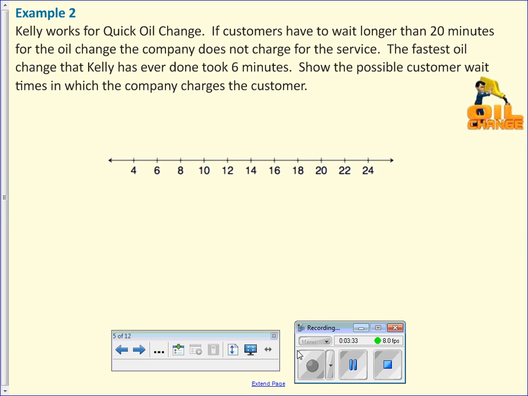All right, let's take a look at this. Kelly works for Quick Oil Change. If customers have to wait longer than 20 minutes for the oil change, the company does not charge for the service. The fastest oil change that Kelly has ever done took 6 minutes. Show the possible customer wait times in which the company charges the customer.